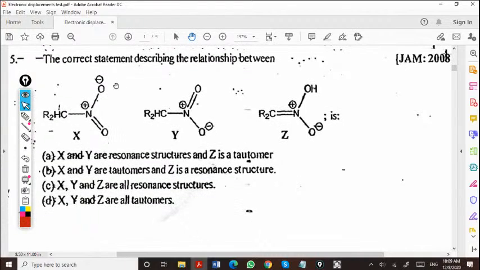Next, the correct statement describing the relationship between x, y, and z. x and y are resonating structures and z is a tautomer. So let's see the difference between resonating structures and tautomers. A tautomer can be considered a hydrogen transfer, H plus transfer system, where an H plus displacement happens around the pi bond.